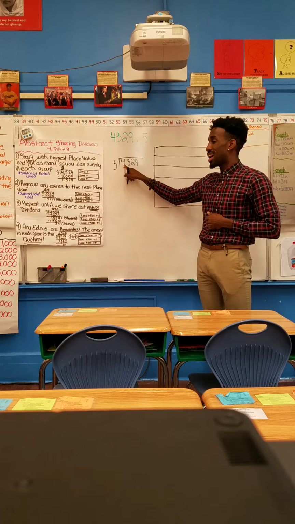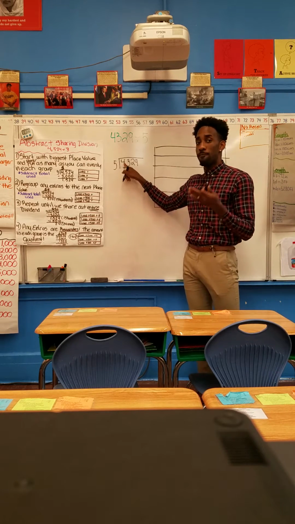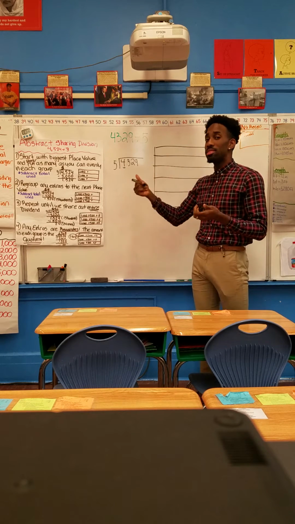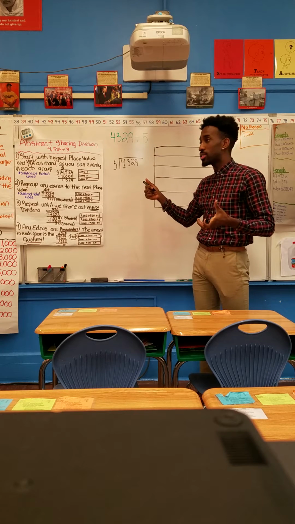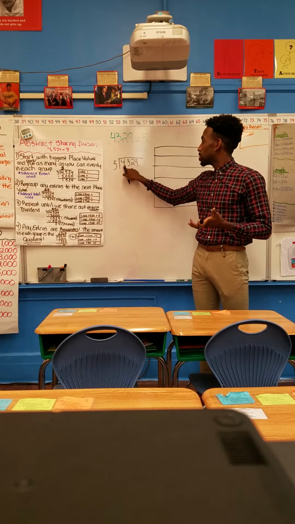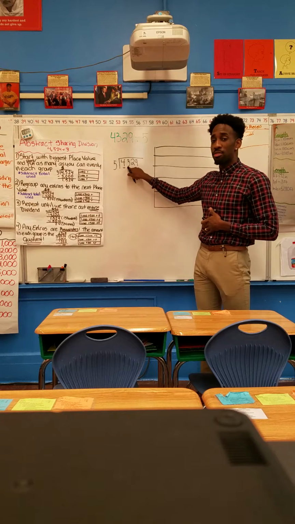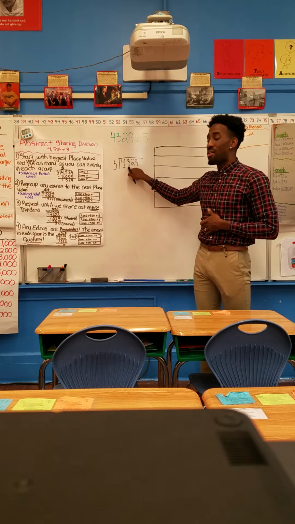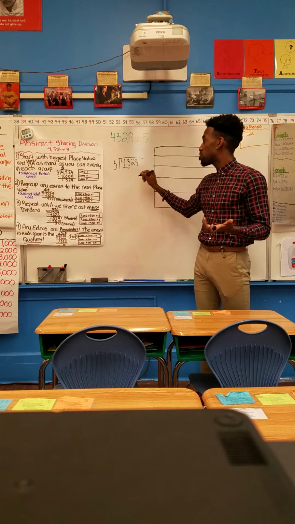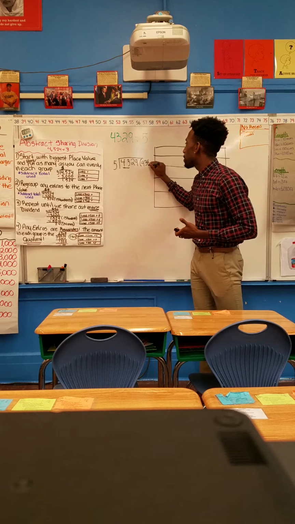So since I don't have enough thousands, now it's time for me to regroup. I know that I can transform my 4,000 into hundreds. So since 1,000 is equivalent to 10 hundreds, that means 4,000 will be equivalent to 40 hundreds. So I know that I also have 3 in my hundreds column. So now I have a total of 40 hundreds plus 3 hundreds, which is 43 hundreds. So I'm going to just write the number of 43 hundreds right here.